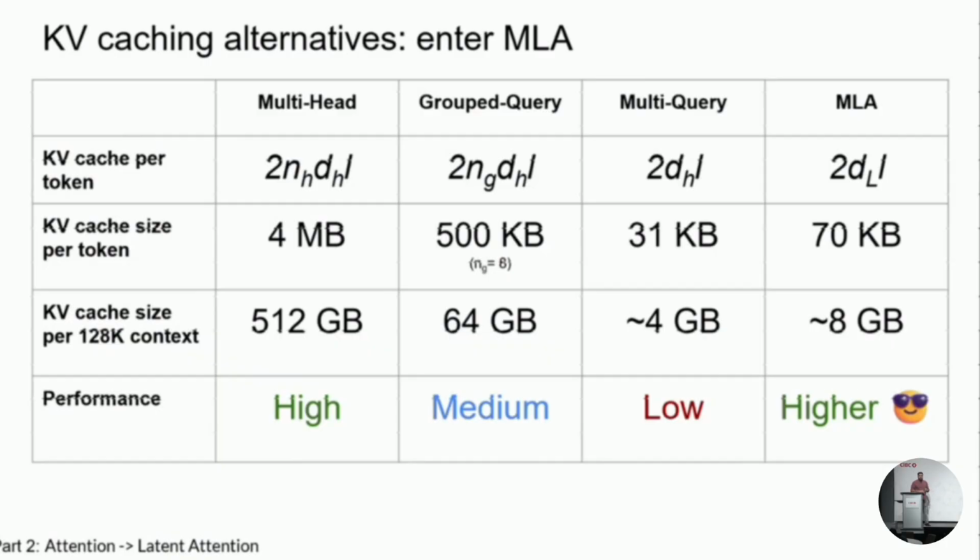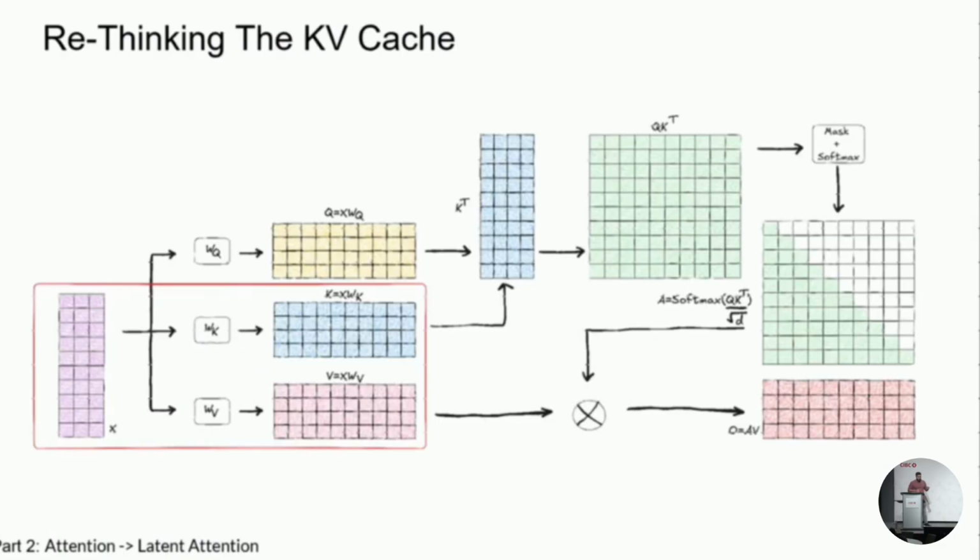Now, what if we could have the best of both? What if we could have low size and high performance? And this is what multi-head latent attention, MLA, achieves in practice. So how does it do that? Let's look at the KV cache again. What we are doing is just projecting our input with a matrix to the K and the V matrices.